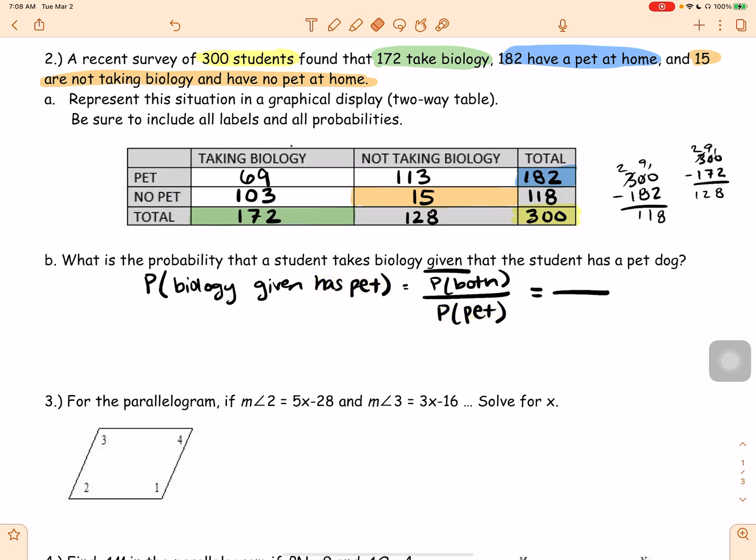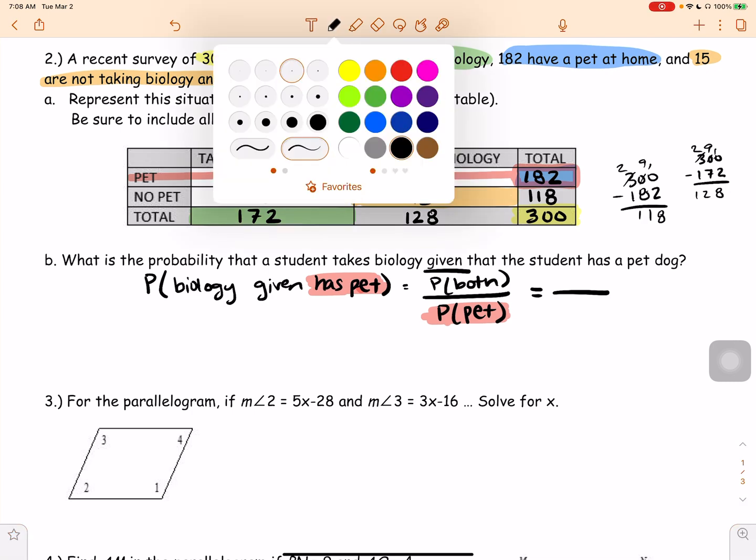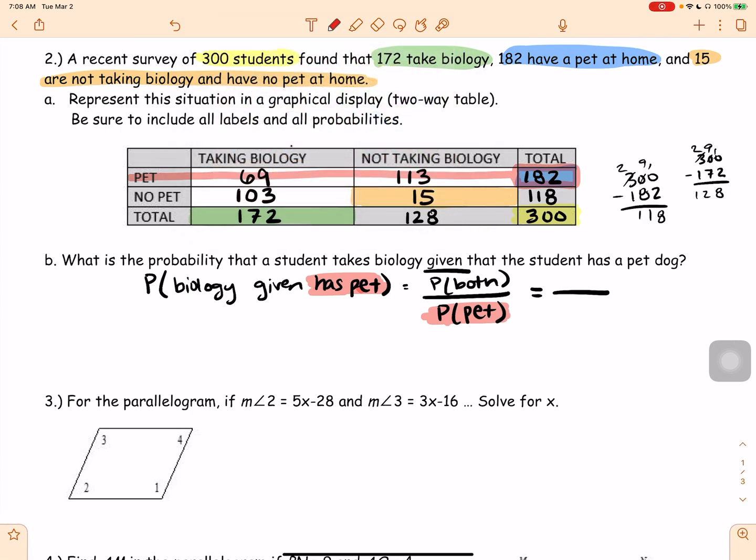I'm going to erase this and put a different color highlighter. So I want you guys to look right now and see how many students have a pet. So we'd have to look here, a pet. We have 182 total students who have a pet. Okay, so on the bottom there, we're going to have the number 182.